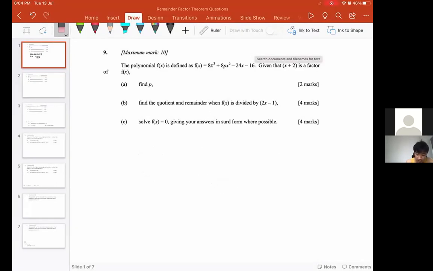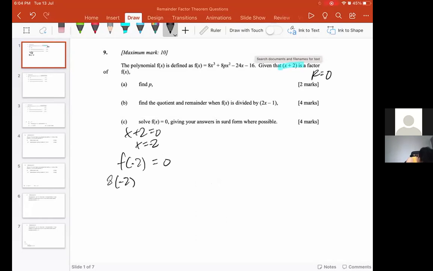So let's begin with question 9a. They tell us that x plus 2 is a factor, which means that we have a remainder of 0. So x plus 2 equals 0, x equals -2. We must substitute x equals -2 into the function, and we'll get 0. So 8 times -2 cubed plus 8p minus 2 squared minus 24 times -2 minus 16 equals 0.